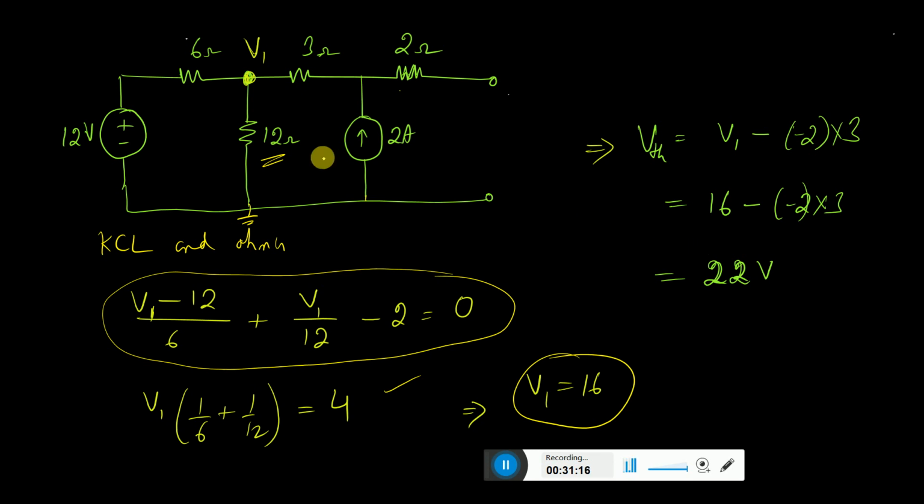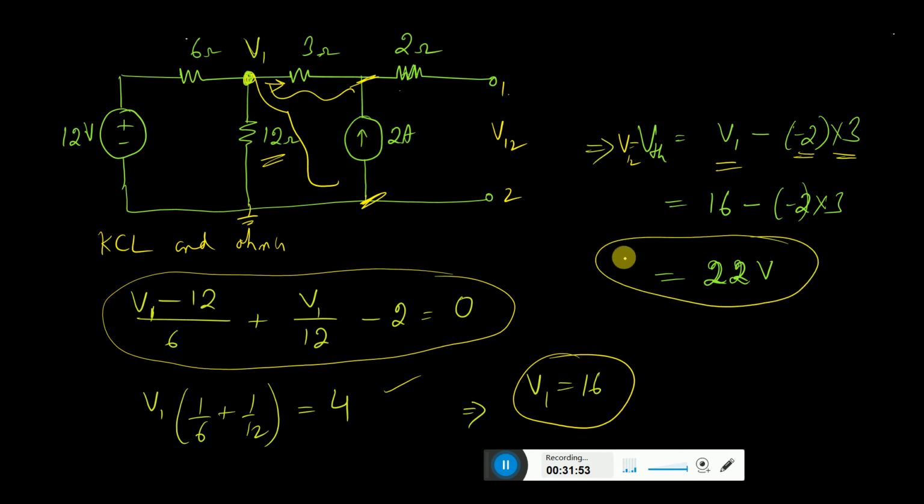Now if V1 is 16, our objective is to find V12, that is between these two. V12 is nothing but VTH, so we want the voltage across this. We can say this potential is V1 minus the potential over here. If we subtract the potential drop at 3 ohm, we get the answer. So V1 minus, what is the current in this direction? Opposite of 2, that is minus of 2 into 3. So now our potential is 22 volts. Like that we get the value of VTH as 22 volts.